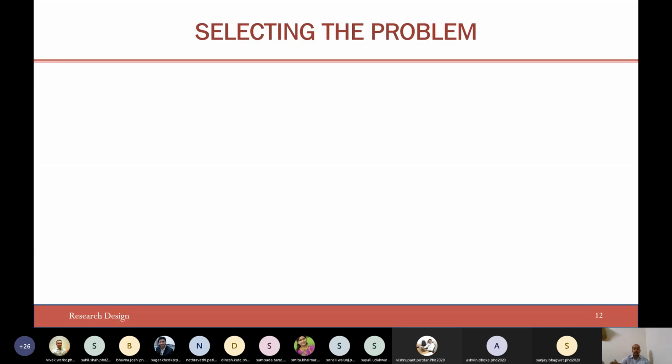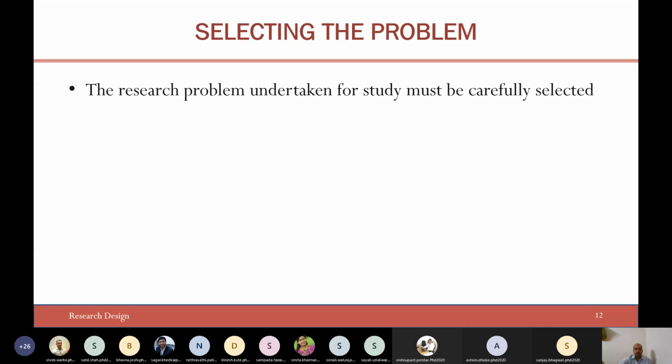Now, once you have identified the problem, how exactly does a problem have to be formulated? The research problem undertaken for the study must be carefully selected. So it is quite important. See, the research problem has to be studied. You have to put a lot of effort, and many times that is where your guide, your research supervisor, comes into the picture. You should have an active discussion with the research supervisor.